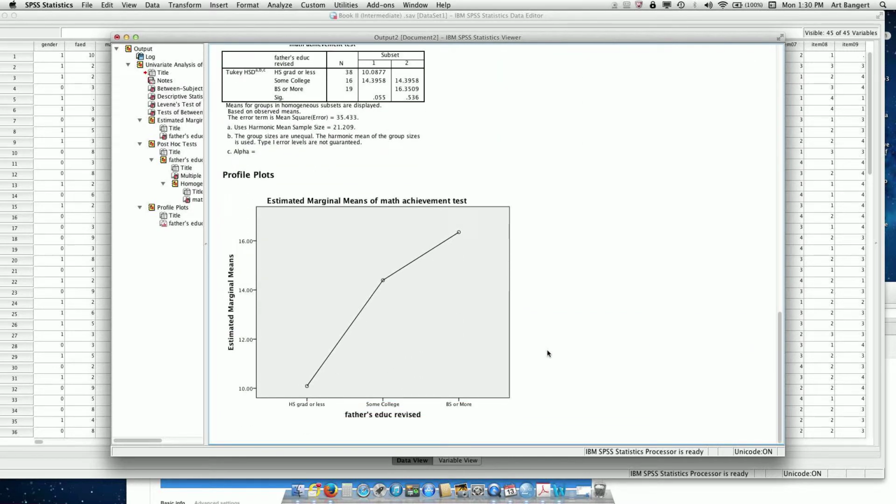And then you can take a look at the profile plots, and you can see, of course, that the high school grad or less group, those students' mean math achievement scores are certainly lower than some college or BS or more. But you can see graphically that the mean math achievement scores of students whose fathers had some college, as compared to those whose fathers had a BS or more, were just not that much different.